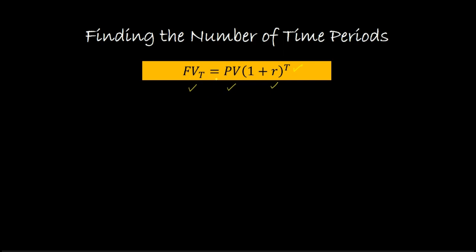And so this can be useful sometimes, because sometimes you may know the future value, what it is that you're looking for or getting in the future. You may know what amount you have in the present, and maybe you're interested in either finding out the interest rate when T is known, or finding out time period T when R is known. This would be best illustrated using an example.